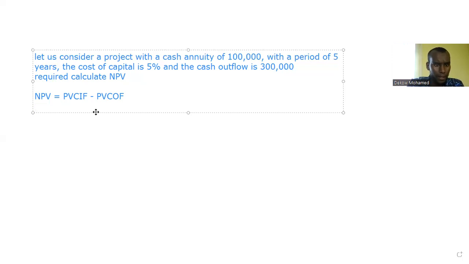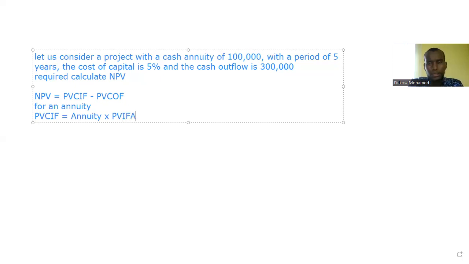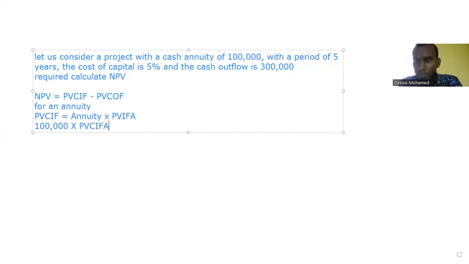So for an annuity, the present value cash inflow is equal to the annuity multiplied with the present value interest factor of an annuity. That would give us the present value cash inflow. Now, we already know the annuity is 100,000. For our case, it is 100,000 multiplied with the PVIFA. But we don't know the present value interest factor of the annuity.